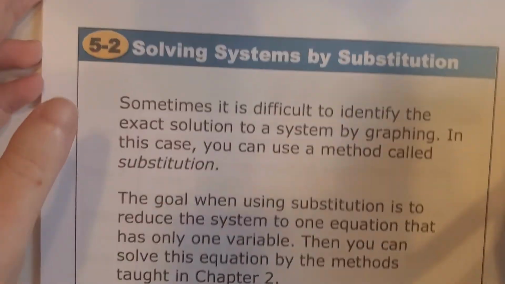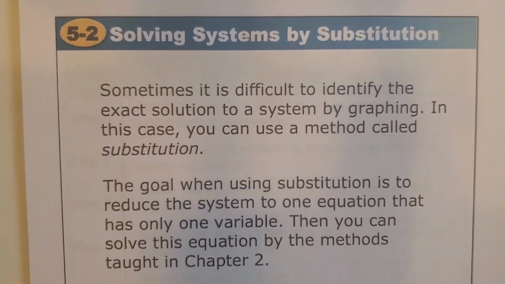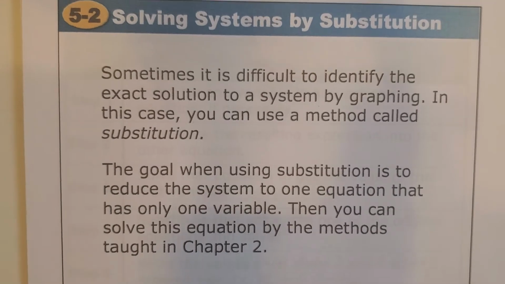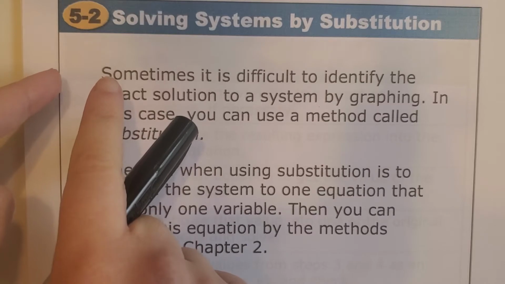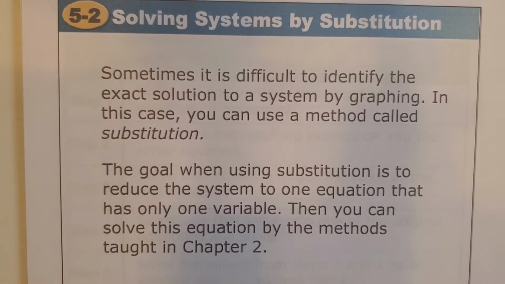All right, so the first method that we're going to talk about, as you guys can see, is called substitution. There are two different methods to solving systems of equations algebraically. This substitution specifically is coming from section 5.2 if you still use the textbook. So yeah, one of the methods is substitution.